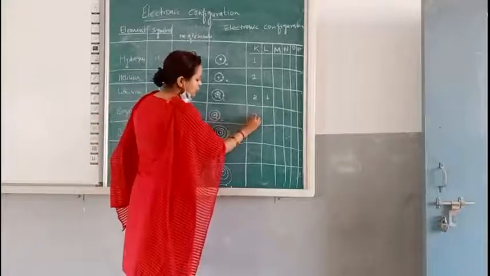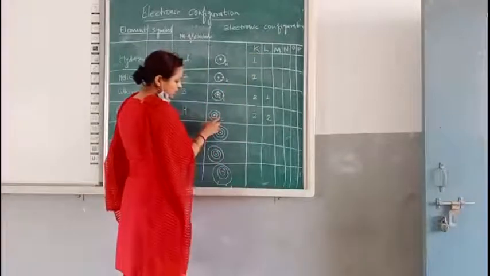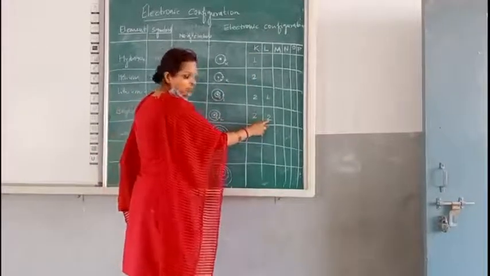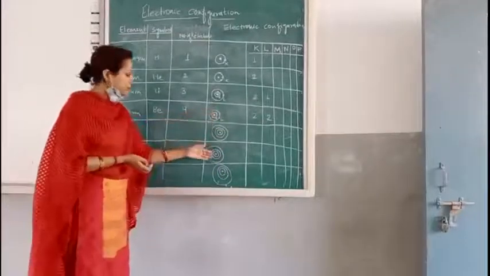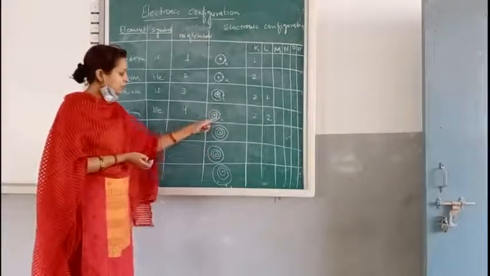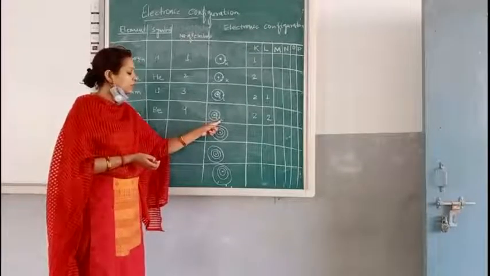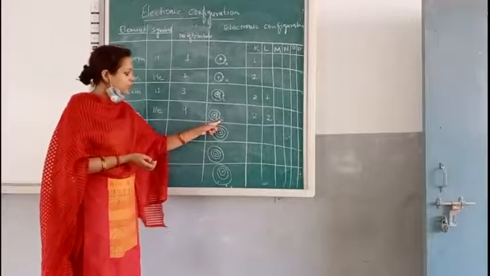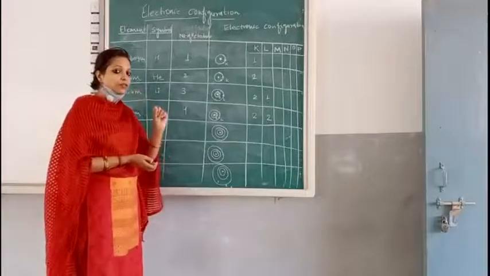So the electronic configuration will be 2 and 2. 2 electrons in K shell and other 2 electrons in L shell. Now you can see that L shell is getting filled up, and electrons are getting filled up in shell number 2, that is in L shell. So L shell can accommodate the maximum electrons of 8.